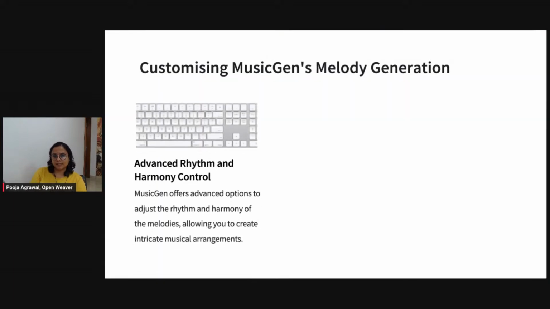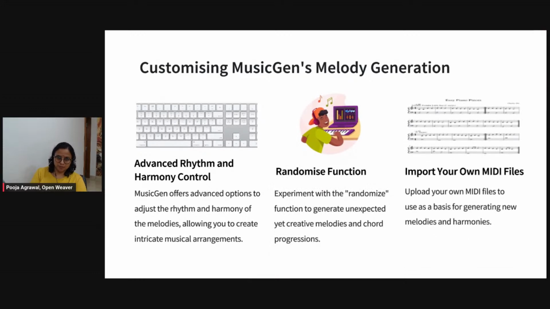So how do you customize your MusicGen's melody? The first thing is it offers advanced options. You can adjust the rhythm and harmony of the melodies, so that helps you create intricate musical arrangements. Currently I just gave some country music, and I could keep it simple. Here also it is more about the kind of prompts that we use to generate the music accordingly.